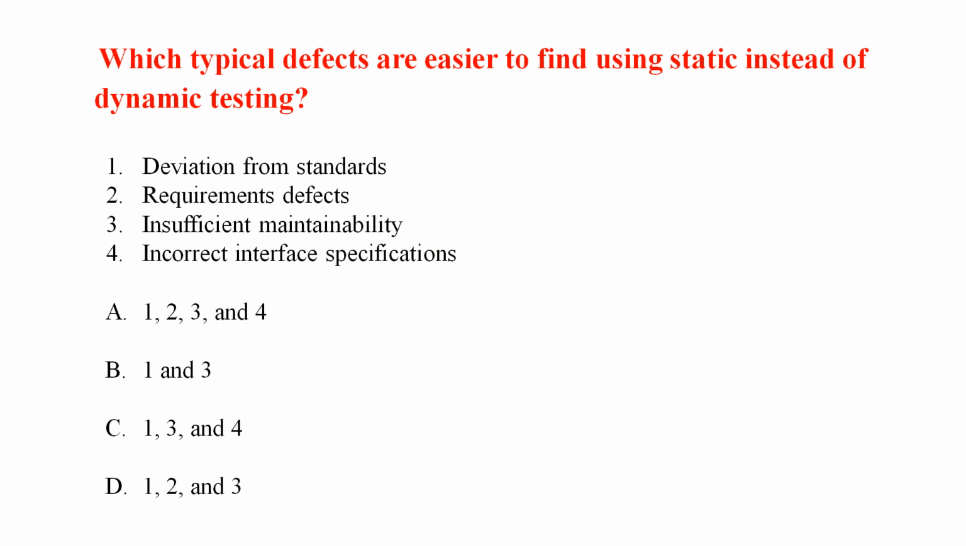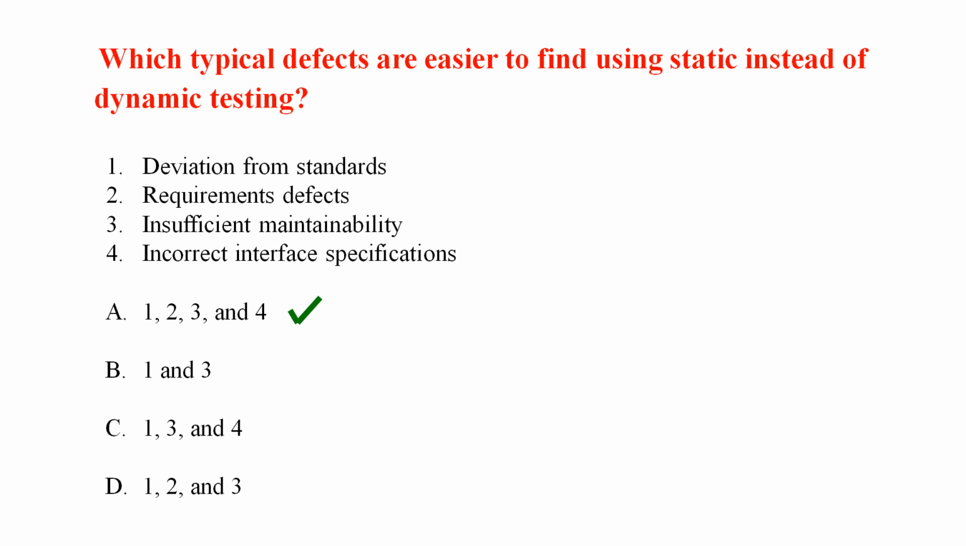Which typical defects are easier to find using static instead of dynamic testing? These are the types of defects which are easier to find using static testing, like reviews, walkthroughs, and inspections, instead of dynamic testing. Option A is the correct one, because deviation from standards will be found during static testing instead of dynamic testing. Requirements defects, that is, the defects present in the requirements documents, can be found during the review of the BRS document or SRS document.